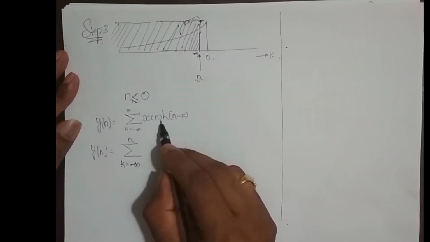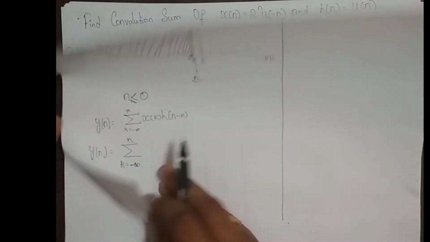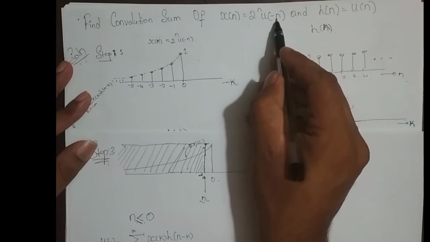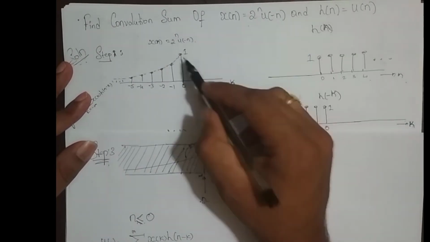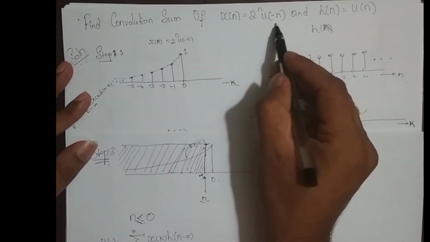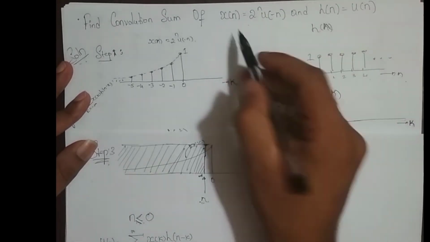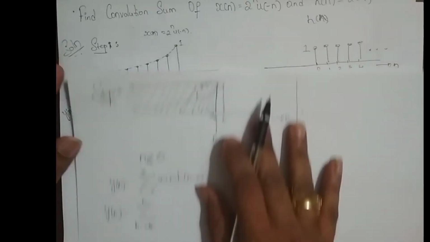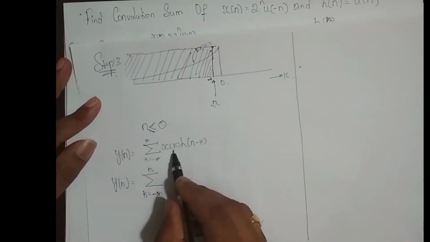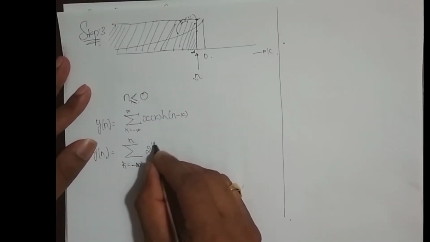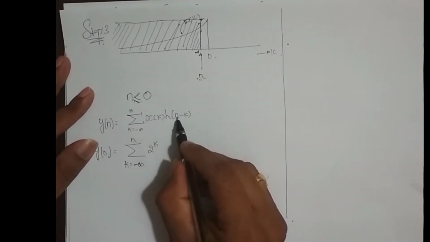X of k, right? What is x of n? X of n is 2 power n u of minus n. Anyhow, u of minus n is 1 everywhere, because it is a unit step function. But we have u of n. So if x of n is 2 power n, what is x of k? It is nothing but 2 power k, right? So I'll write it as 2 power k. Fine. H of n minus k.